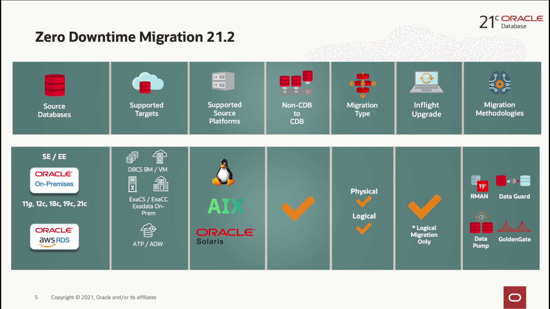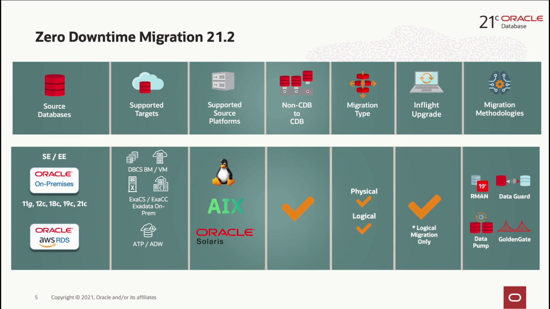We support two types of migration workflows, one physical migration and the other logical migration. We also support in-flight upgrade, meaning you're migrating from one source level of a database, for instance 11G, to a higher target version, for instance 19C. This is only achievable on the logical migration workflow. So I will be talking today about that and how we can work that way.